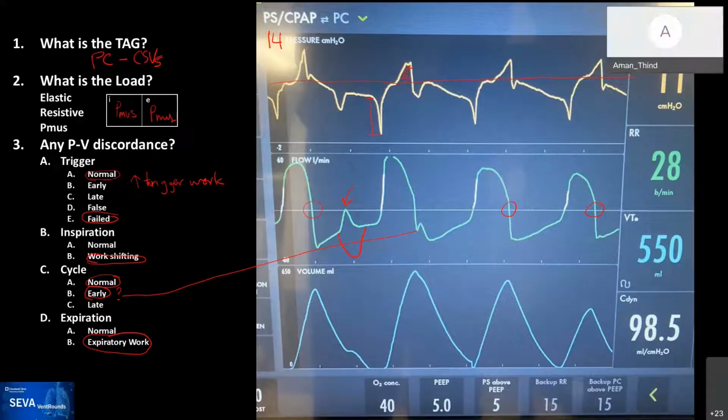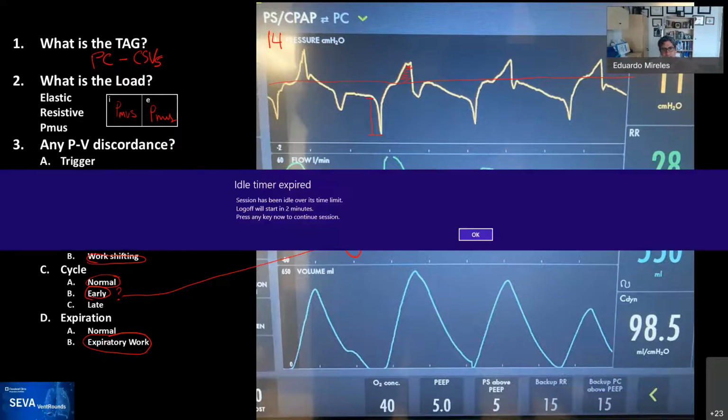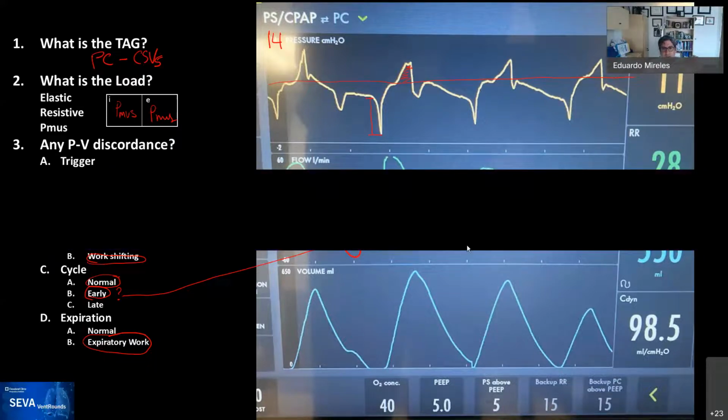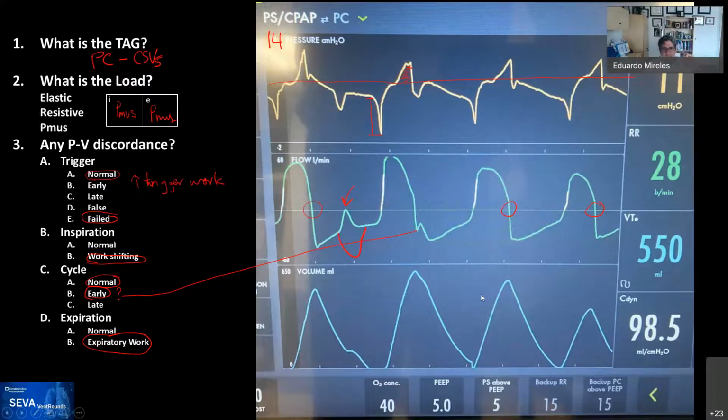Okay. Yeah, I agree with that. I'm wondering again, and I'll just highlight, why is this patient doing this, and is this an issue with PEEP, with resistance, or something else? I cannot tell clearly.